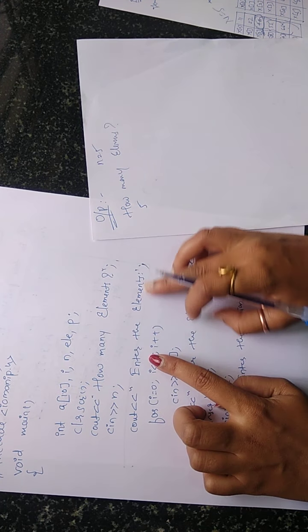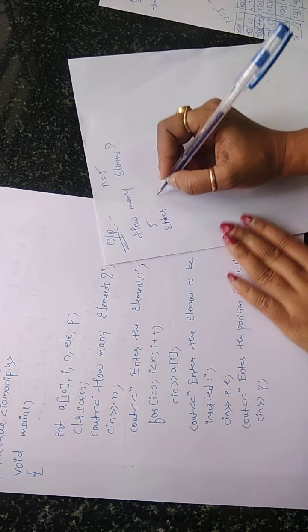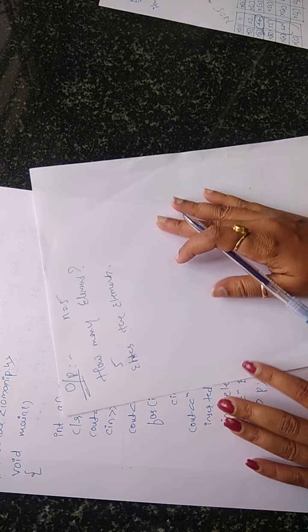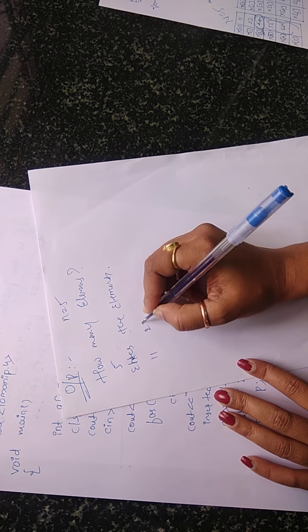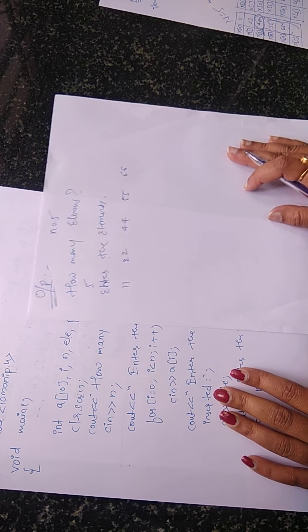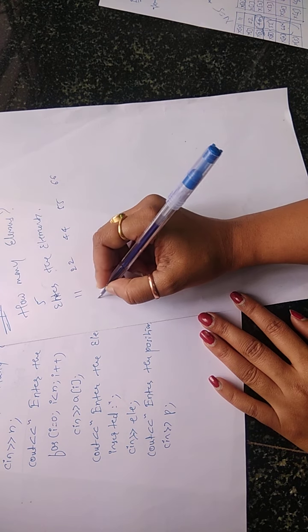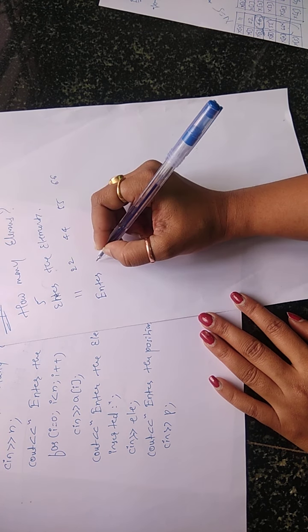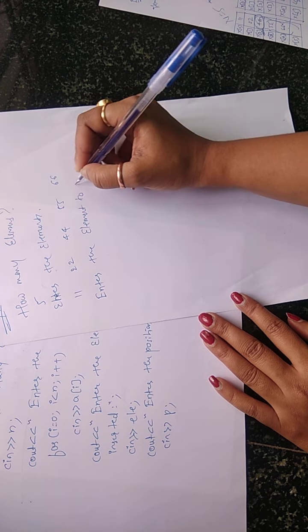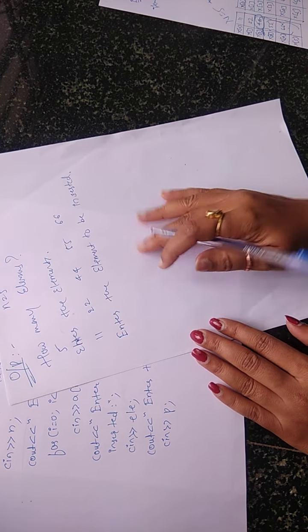Done. Next, enter the elements. It will print one more message. Enter the elements. Now we have to add the elements. We'll add 11, 22, 44, 55, 66. I'll take the same array. Fine. Next, enter the element to be inserted. What element we want to add, that we have to add. Enter the element to be inserted. So which element we want to add?